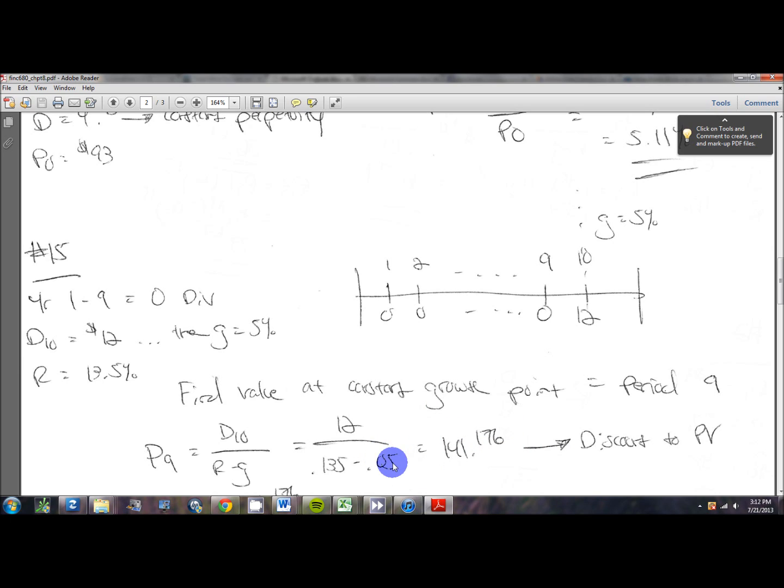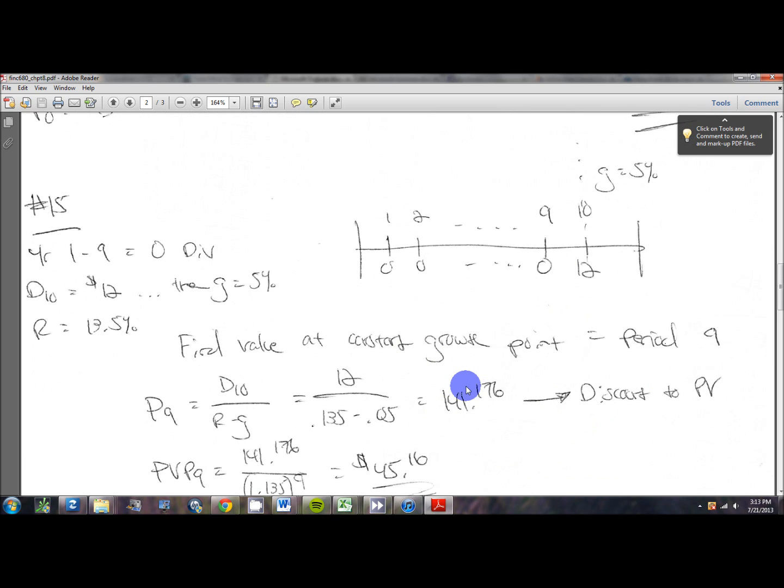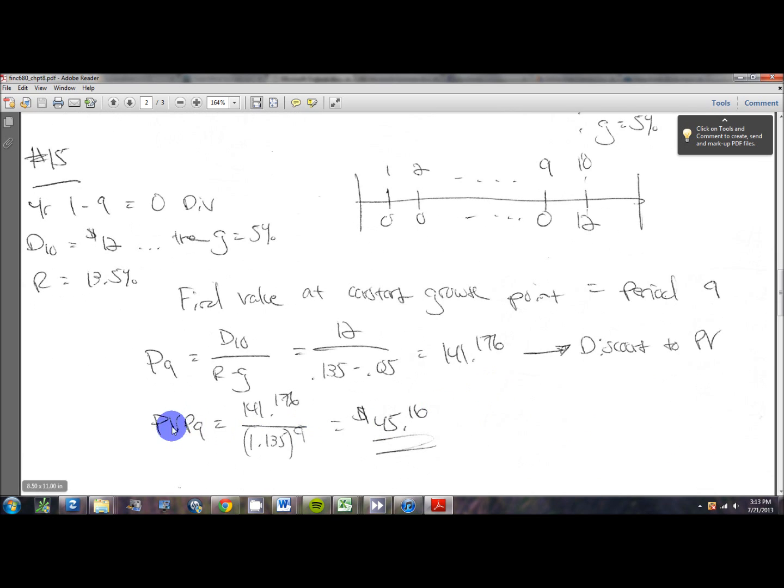Then you need to understand that this number, if we were to put it on the timeline, would go right here, at the 9th tick mark, right? So I've got to discount this back to present value. Scrolling down, you've got to find the present value of P9, and you've got to bring it back 9 periods.